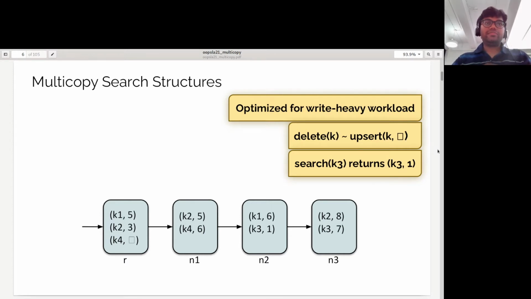Now, as more and more data is added to the data structure, the root node becomes full, and so the maintenance operation slowly flushes the data downstream. In case of conflicts, the old data is overwritten by the new data.